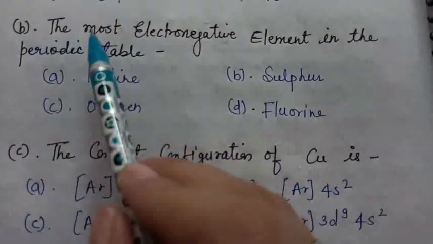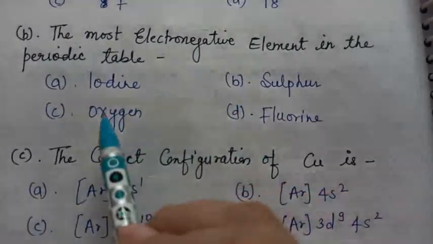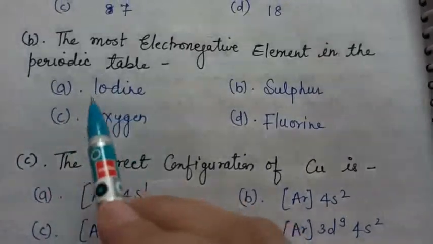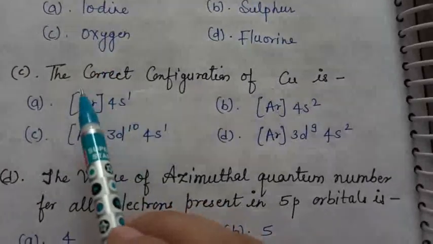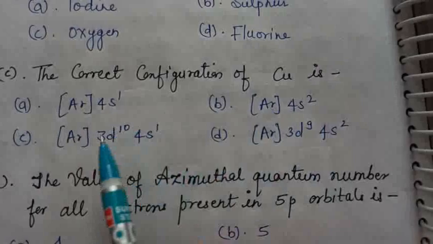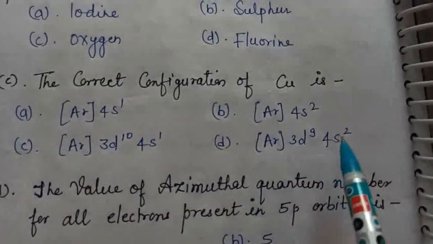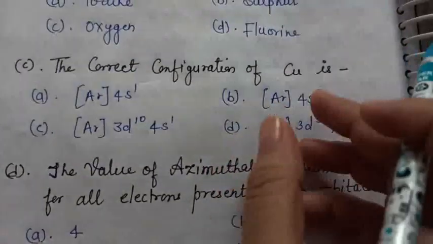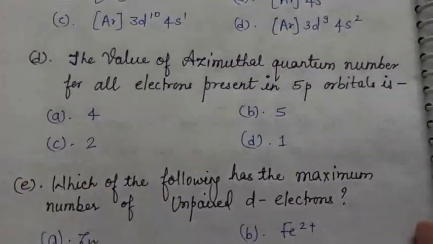Second question, the most electronegative element in the periodic table is A iodine, B sulfur, C oxygen or D fluorine. Suppose if your answer is iodine, you write iodine, after that you write option A. Third question, the correct configuration of copper is A [Ar] 4s1, B [Ar] 4s2, C [Ar] 3d10 4s1 or D [Ar] 3d9 4s2. So I told you how to write the answer. Whatever is your answer, write that answer and then its option in the bracket after that. Both things have to be written.